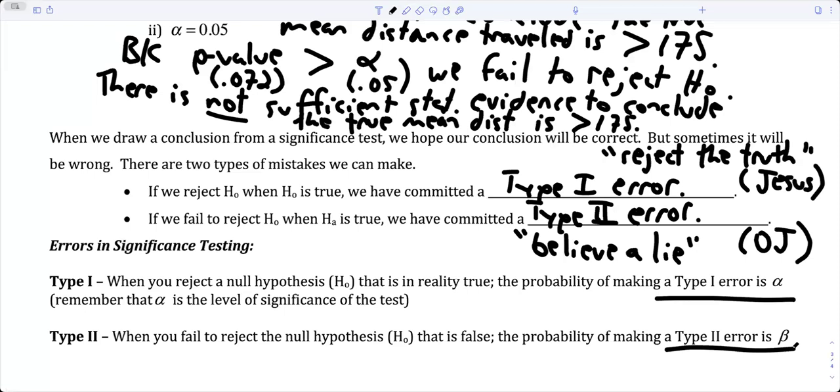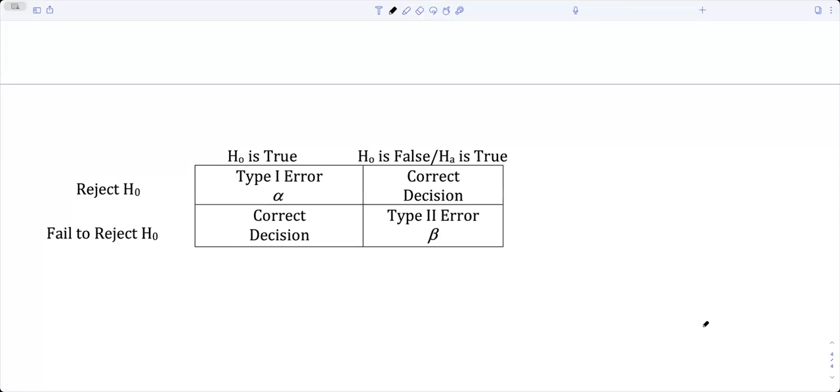What are the consequences of a type 1 error? What are the consequences of a type 2 error? It depends. So we're going to look at one example today and then be done. But tell you what, let's take a little stretch break first. So here's a little chart.